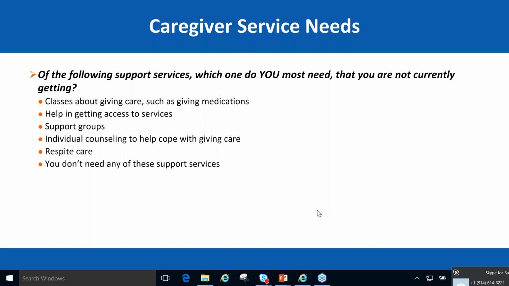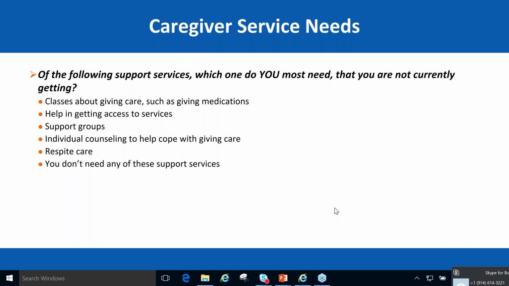The majority of respondents actually say they don't need any of these support services. So I just want to mention, and by majority I mean about 80% in 2015 and 2016 said they didn't need any of these support services. So I just want to point out a few caveats about that. First is, we have a specific list of support services, so perhaps they need something that's not listed here.